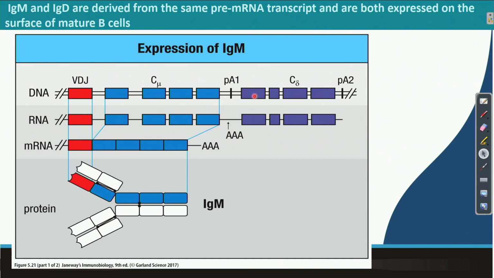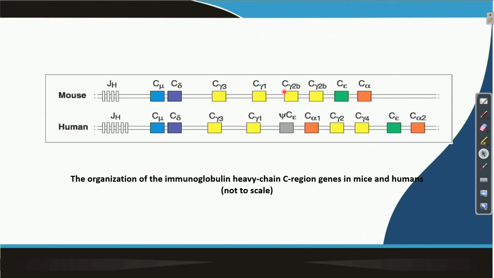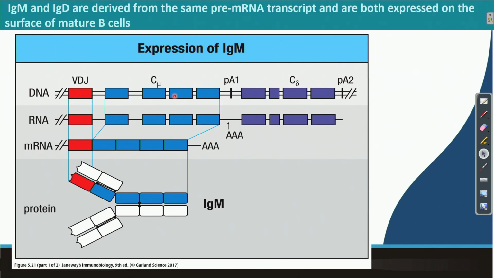constant domain. In C delta this is CH1, this is CH2, this is CH3, and these boxes are actually the hinge region. So, in the previous slide what we have seen is that C mu and C delta are next to each other, but this one box is not really one box, it is actually several domains of C mu.